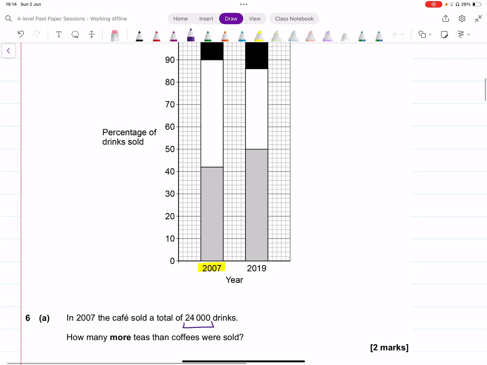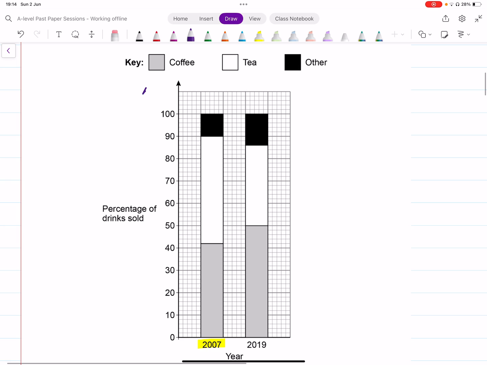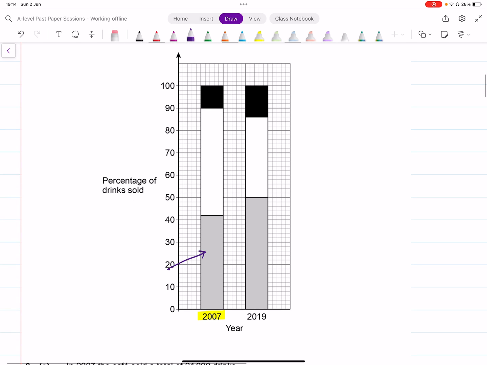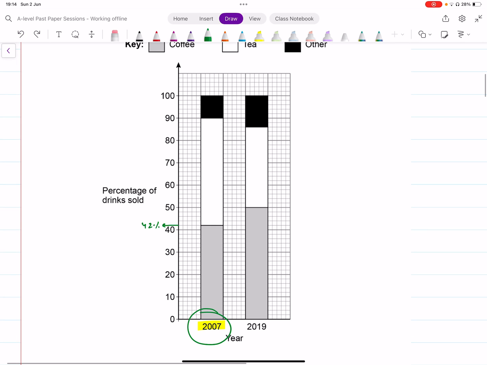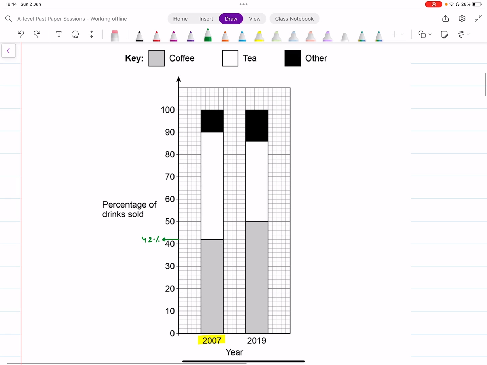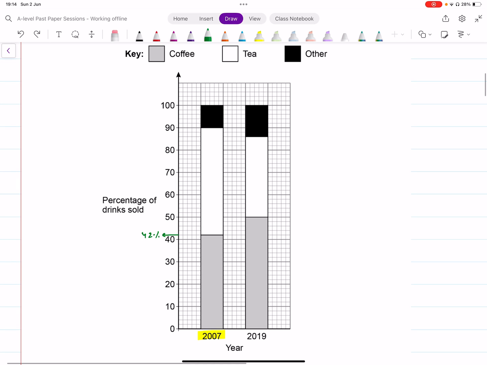Now you can look at the percentage. Coffee is represented in gray color here. So this is coffee. You can see what percentage you have here. The percentage here is 42. So 42% in 2007 was the percentage of coffee sold. And then if you look at teas, it's going from 42% all the way up to 90%. So what does that become?